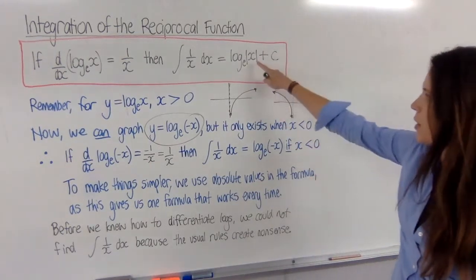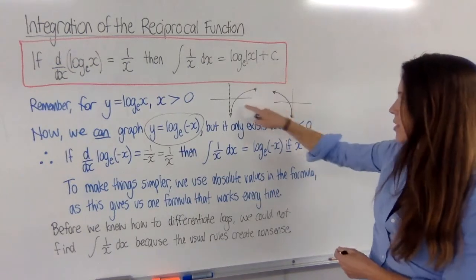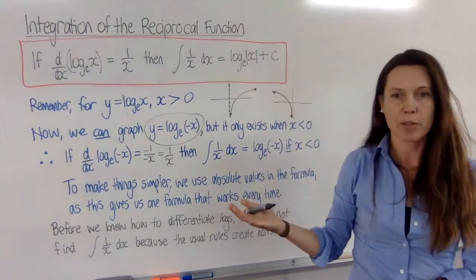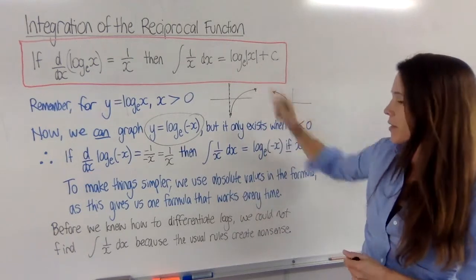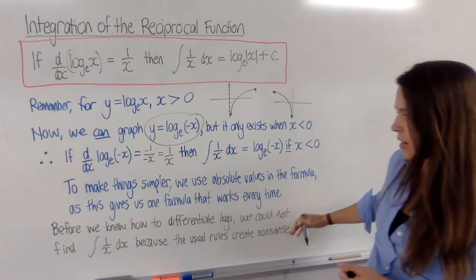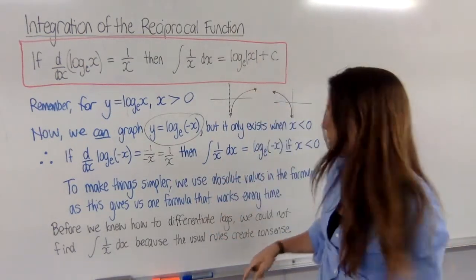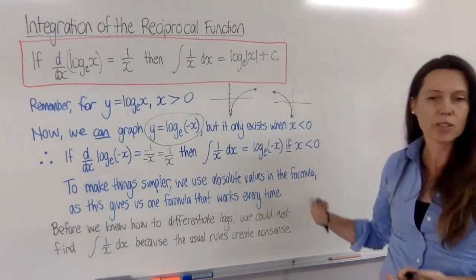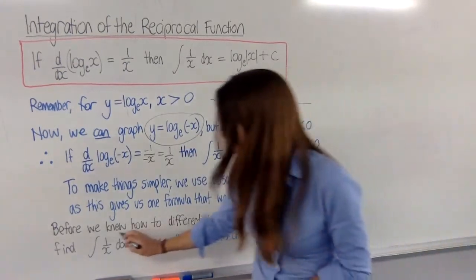So understanding why we need those there really just relates to these two graphs, and that x could be positive or negative. We don't mind, we still get the same result. All right, now, something else to consider, and this is just a side note, I probably should have started with this, but before we knew how to differentiate logs, don't forget that we couldn't have differentiated this.